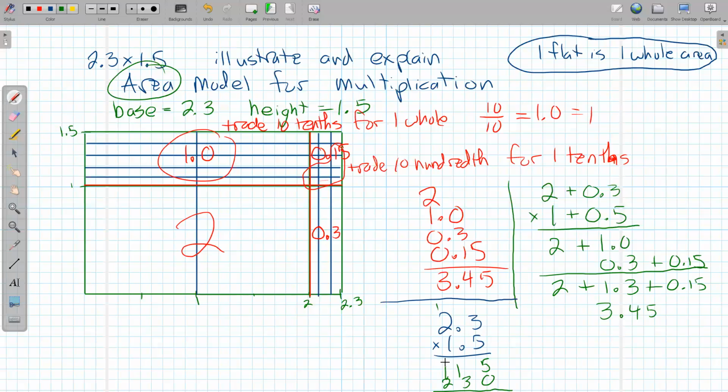And then we add things up. 2 plus 1 is 3. 1 plus 3 is 4, and 5 plus 0 is 5. And then the question is, where does the decimal go? Because we took tenths times tenths, we end up with hundredths. And so it has to go there. A reminder, tenths times tenths is hundredths. So this is the standard algorithm. This is a variation on the expanded algorithm, and this green one's another variation on the expanded algorithm.